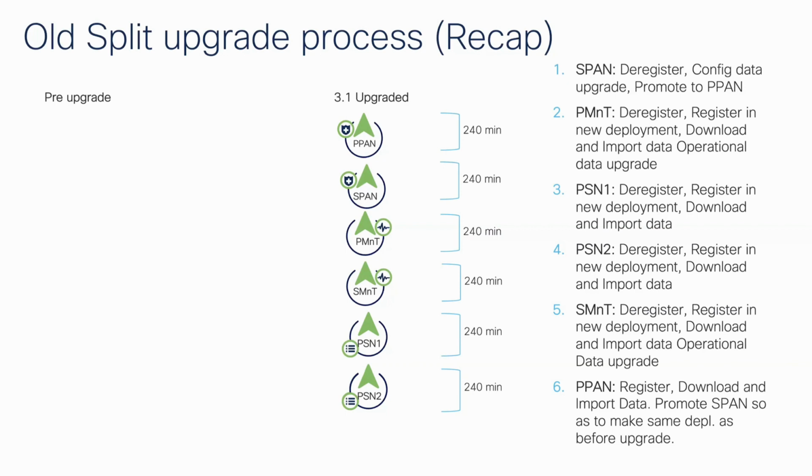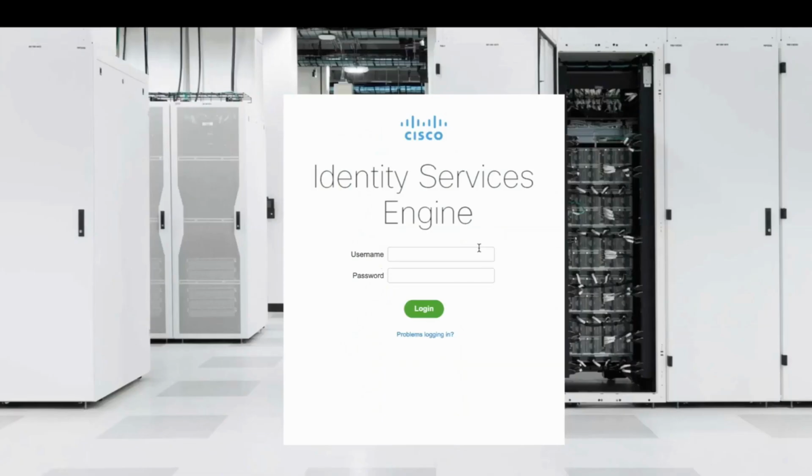So if you look closely, it's a sequential process. We were doing node by node or selecting the nodes. At least the SPAN has to be the first one. Then after that we were moving the MNTs, and then we were moving the PSNs. For each and every sequence, it's going to take a maximum of 240 minutes. And as the number of sequences increases, obviously it's going to increase the time taken for your entire deployment to be upgraded. So that's the overall old split upgrade process. So let's do a demonstration of it.